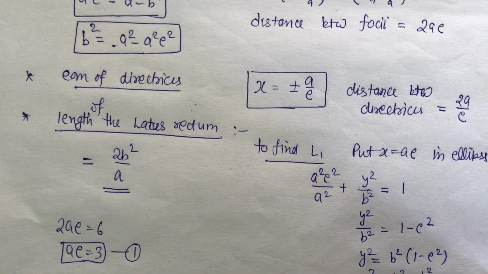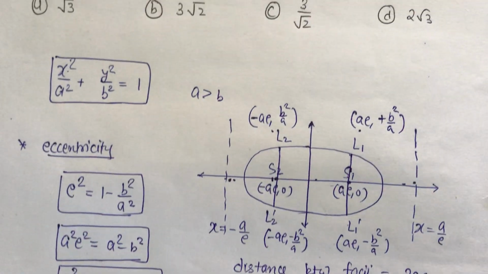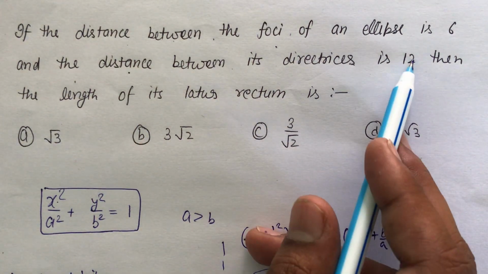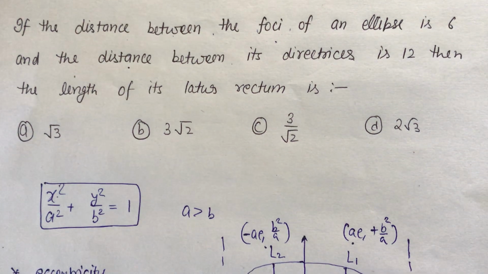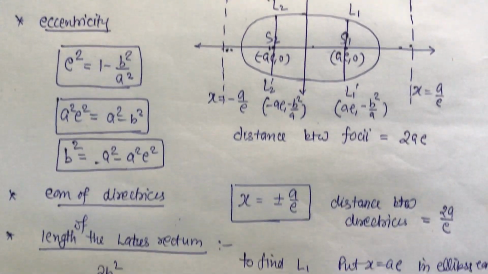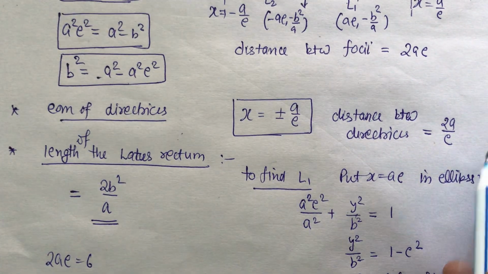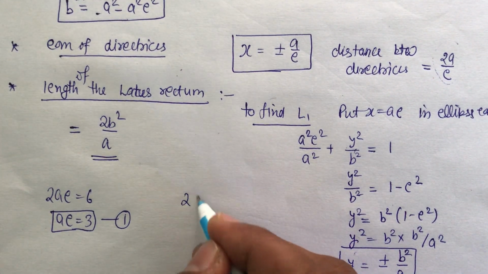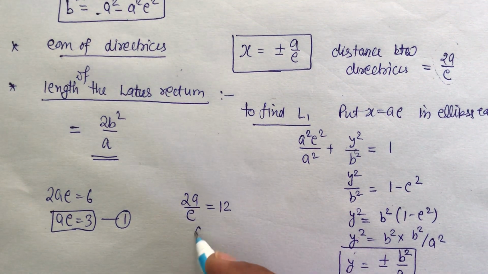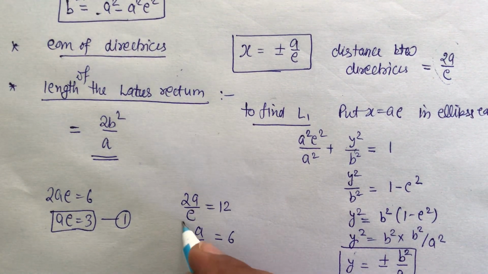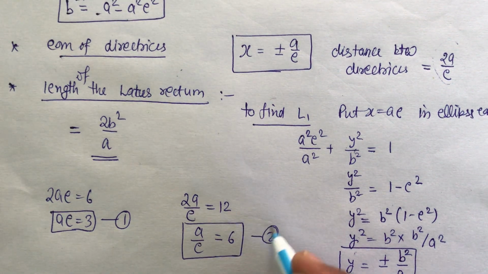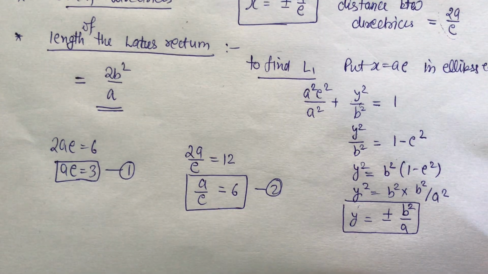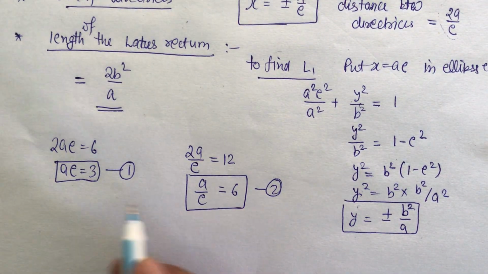Equation number 1. Secondly, it is given that the distance between its directrices is 12. The length of latus rectum is to be found out. So distance between the directrices is what? 2a by e. So 2a by e is given to you as 12. So from here a by e is coming out to be 6. Equation 2. This is an equation in a and e, and this is also an equation in a and e. Solve these two equations, you can find a and e both.